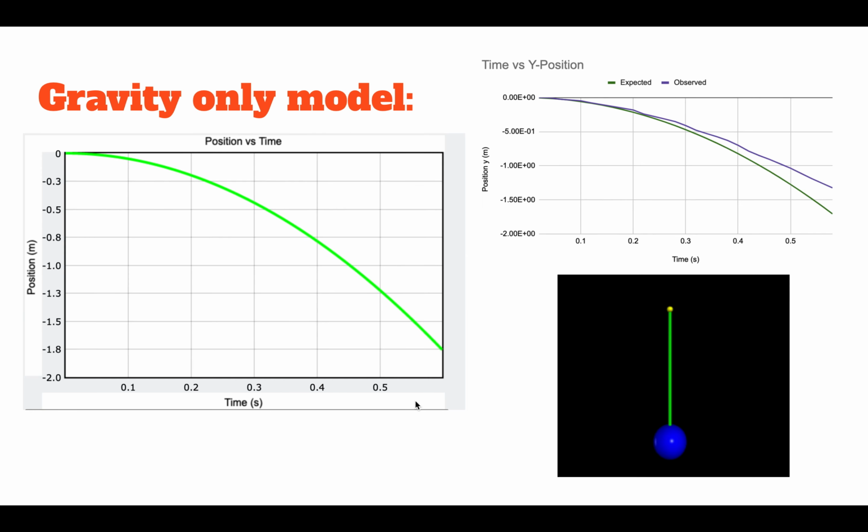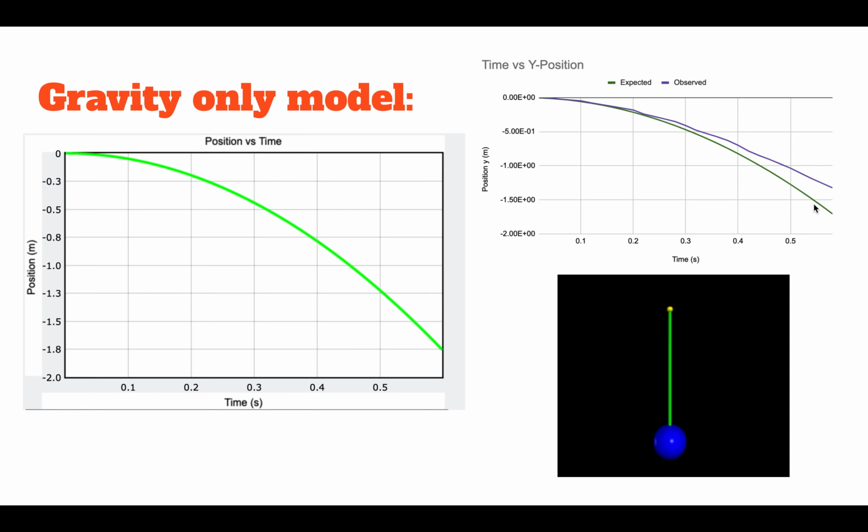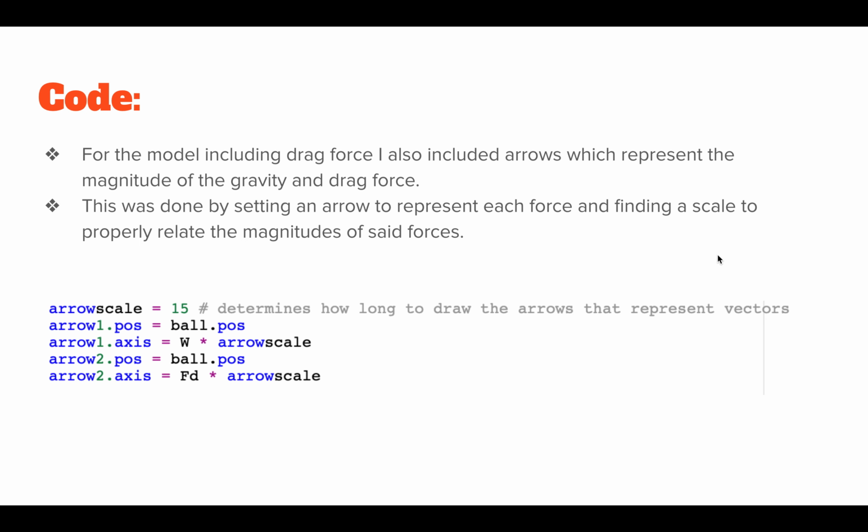This is our gravity only model. You can see over here on the left is the graph created in GlowScript, and this is the model itself. Up here at the top right, you can see the comparison of the graph we got from GlowScript and our observed graph. You can see that it's very good at the beginning, and towards the end there is some discrepancy, about 0.4. So not too much, but there is something we're missing there.